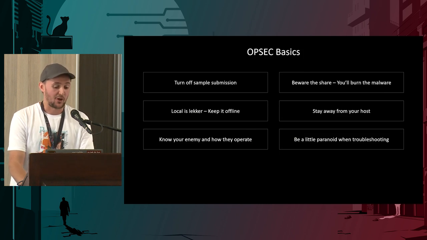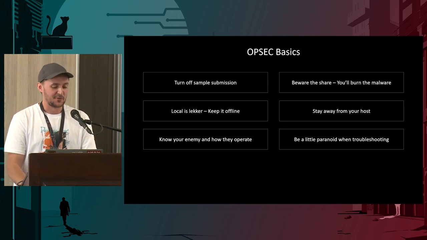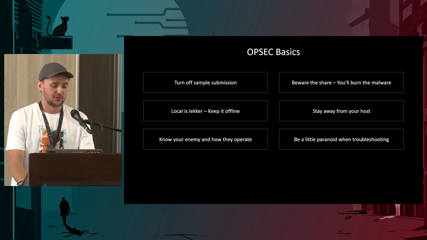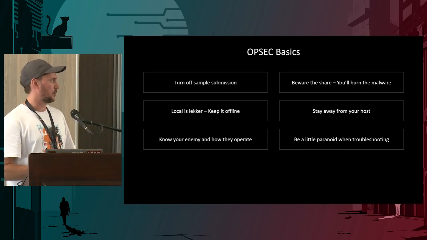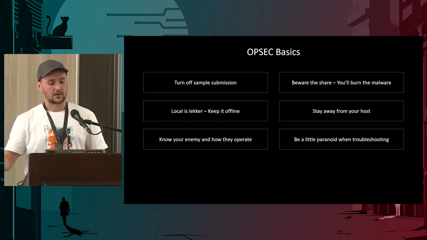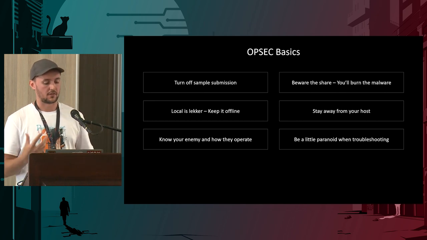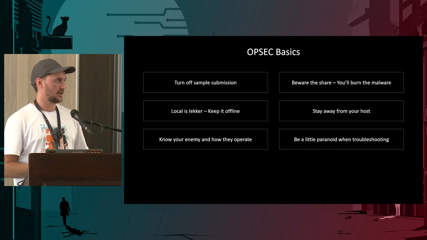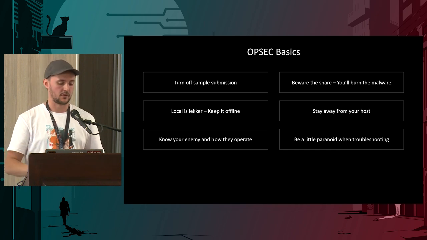Okay, OPSEC basics, which is basically me being stupid. So, turn off sample submission. When you make something and test it, especially on Windows, Windows Defender will always grab that sample and submit it to the cloud, and then come back and say if it's malicious or not. If it's suspicious or whatever, it will fetch it, store it in the cloud, and analyze it further.